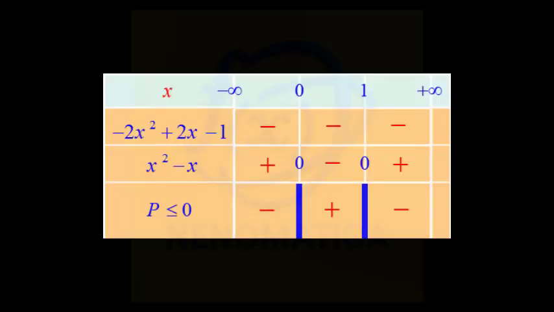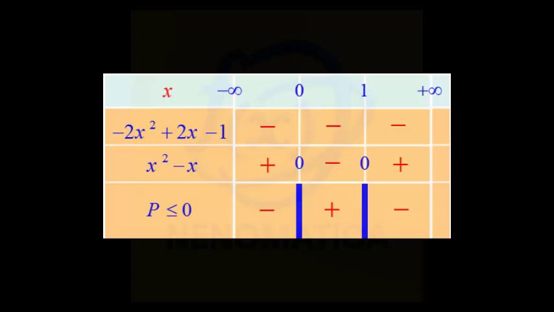Step 6. Build the sign chart. The numerator is always negative across all real numbers. The denominator is positive to the left of 0, negative between 0 and 1, and positive to the right of 1. Therefore, the overall expression, which is numerator over denominator, is negative over positive to the left of 0, which is negative; positive between 0 and 1, because negative over negative is positive; and negative to the right of 1, because negative over positive is negative.